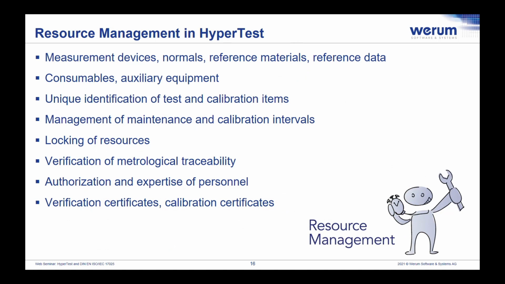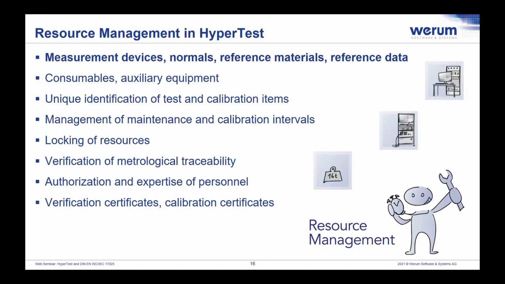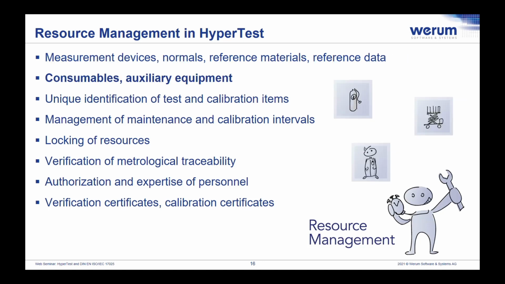There's a vast number of resources in every test or calibration laboratory. Among them are measurement devices, standards, reference materials, just like consumables and auxiliary equipment. Staff can be regarded as a resource too. The resources can be managed in HyperTest, and HyperTest uses selection catalogs to make sure that only qualified and suitable resources can be used for a test or calibration task.